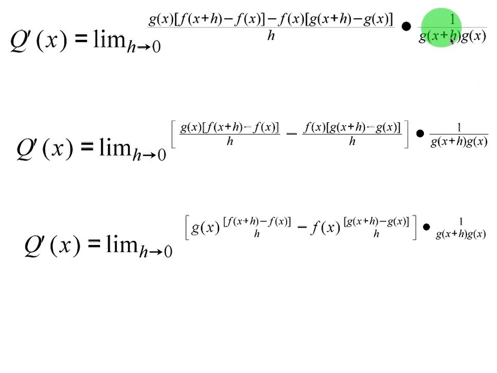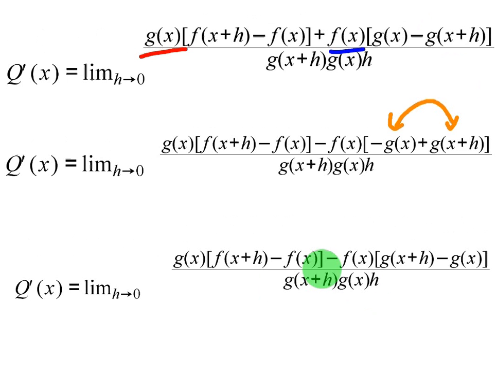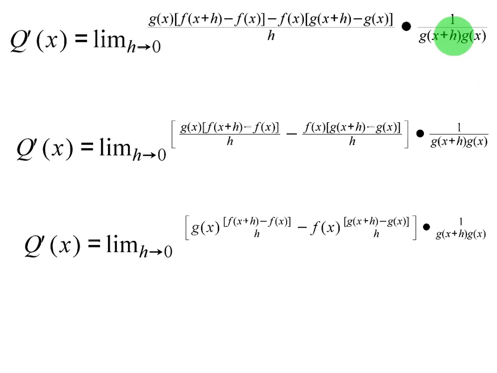So we're going to take the g of x plus h over g of x times g of x and make it a separate fraction right here. And then we have h over here. Now we're going to split up into two separate fractions. This over h becomes one fraction, and this over h becomes the other fraction.